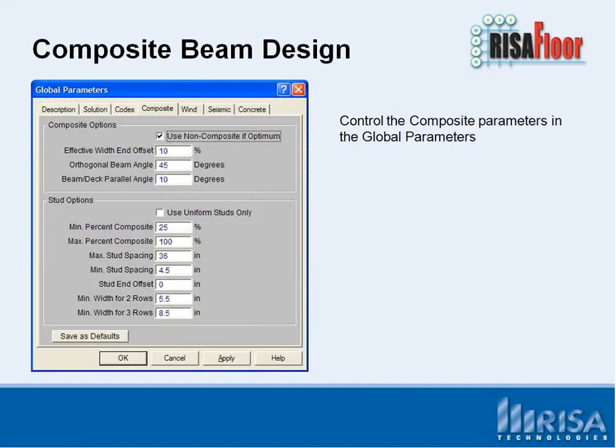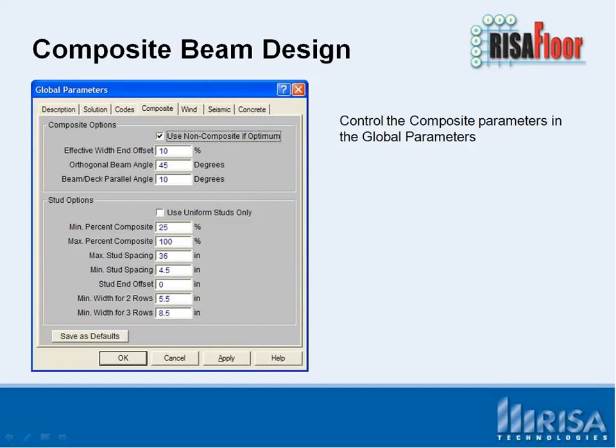Another feature here we're going to talk about is composite beam design. And what we see here is some of the ways you can control your composite parameters. In your global parameters here, you've got a list of different ways that you can actually control this composite design. You can tell the program whether you want to use non-composite if optimum. You can tell it to use uniform studs only. We can tell it the different levels of composite we want, and what maximum stud spacing we want.